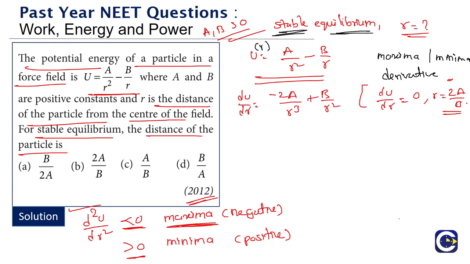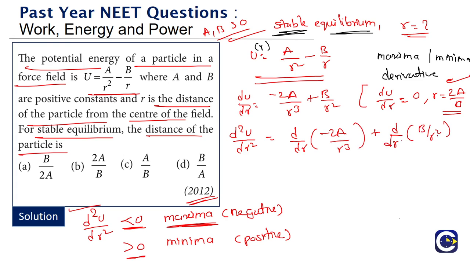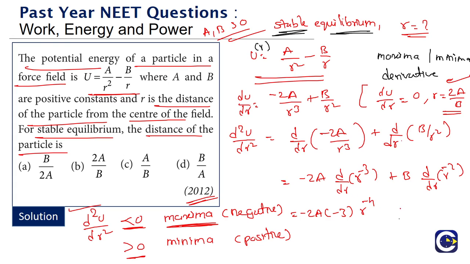We equated it to 0 and got the r value as 2a by 3. But this is the derivative function, right? Let us talk about the second derivative. Second derivative means we have to take the derivative one more time: derivative of minus 2a by r cube plus the derivative of b by r square. Here minus 2a is a constant, and this is like the derivative of r power minus 3. B is a constant, and this is like the derivative of r power minus 2. So minus 2a into, using the same exponent formula, minus 3 into r power minus 4, and b into minus 2 r power minus 3.